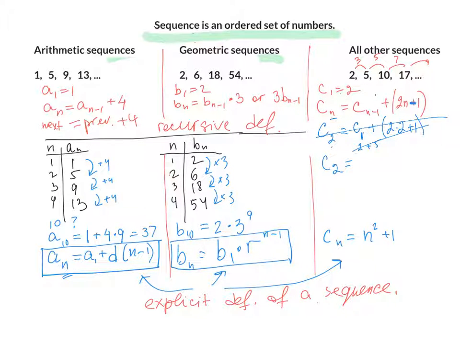C2 equals C1, which is 2, plus 2 times 2, now minus 1. So this will be 2 plus 3, and it's a 5. So far, so good. I'll check one more. Usually that's enough. Now, the preceding term is C2, and it's a 5. Now, 2n, n is 3 now. So 2 times 3 is 6, minus 1 is 5. 5 plus 5 is 10. So yes, it is correct.